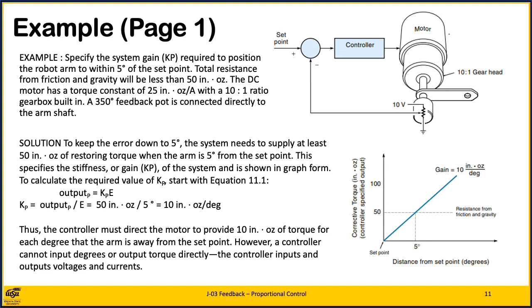Thus, the controller must direct the motor to provide 10 inch-ounces of torque for each degree that the arm is away from the set point. However, a controller cannot input degrees or output torque directly. The controller inputs and outputs voltages and currents.